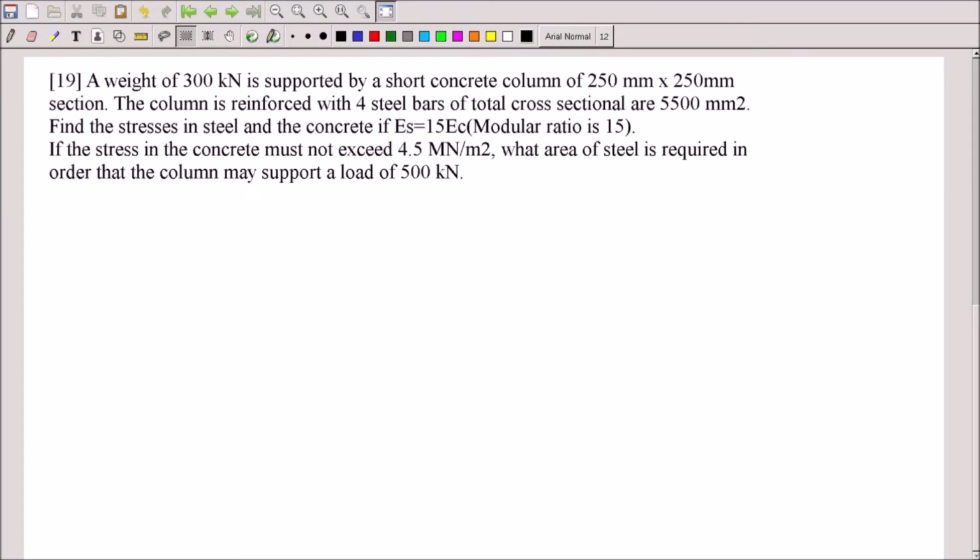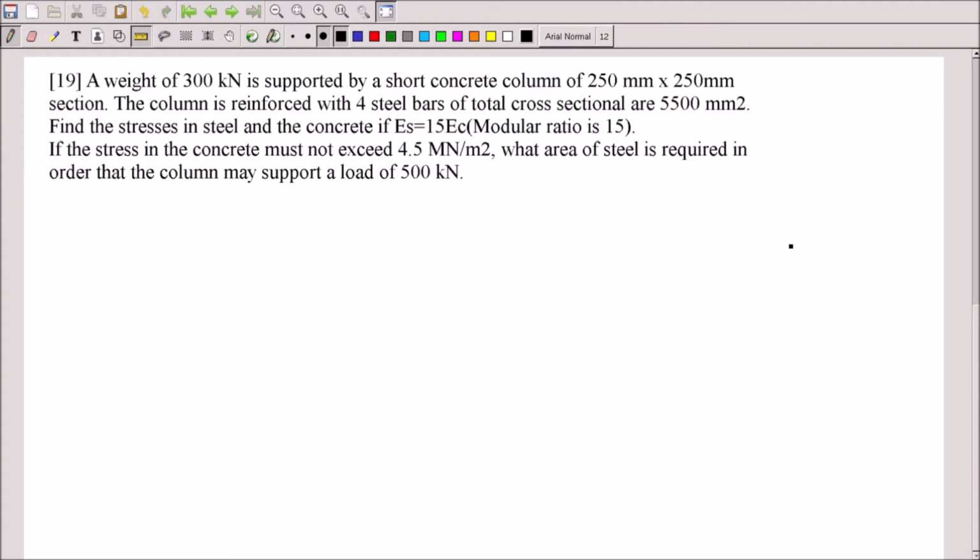It is a problem related to civil engineering. A weight of 300 kilonewton is supported by a short concrete column of 250 mm square section. The column is reinforced with 4 steel bars of total cross-sectional area 5500 mm square. Find the stresses in steel and the concrete if ES is equal to 15 EC. Modular ratio is 15 here.